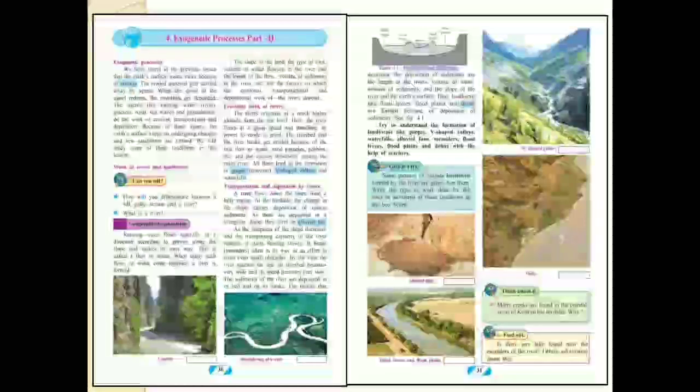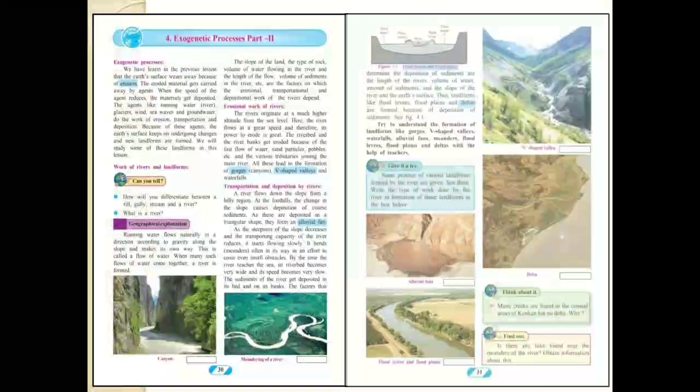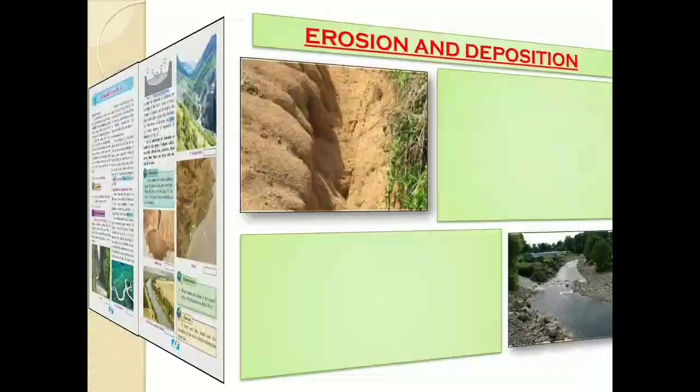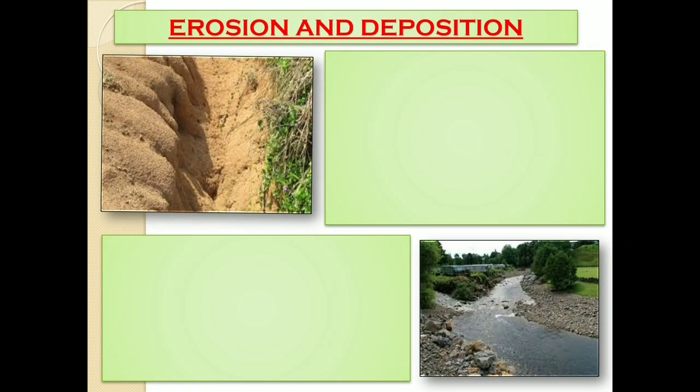Here you can see your lesson number 4 textbook, page number 30 and 31. Read both the pages and understand it. Here is our erosion and deposition. You can see a picture of erosion.